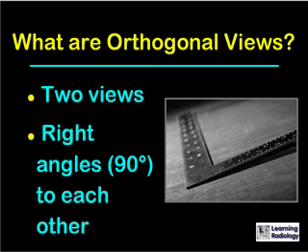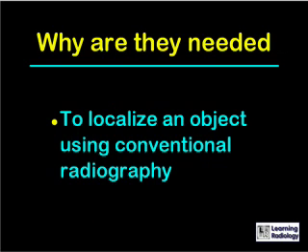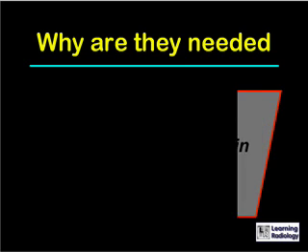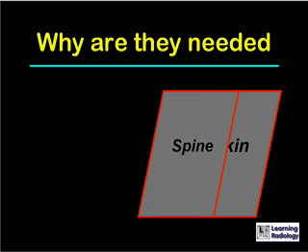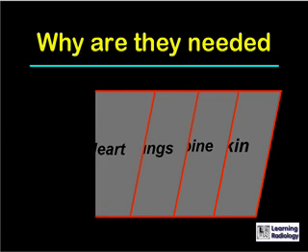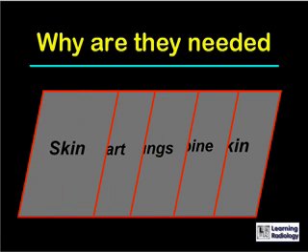Orthogonal views are two views that are obtained at right angles to each other, and they are necessary in order for us to be able to localize an object using conventional radiography. When we X-ray a patient's chest, for example, in the frontal or lateral projection, everything from the skin on the patient's back through the lungs, the spine, the heart, and the skin on the patient's front is superimposed on each other on the X-ray cassette.